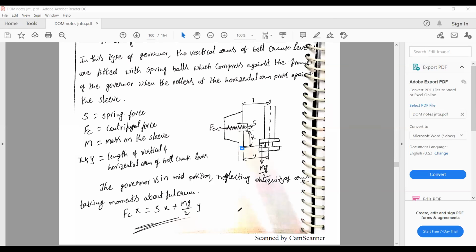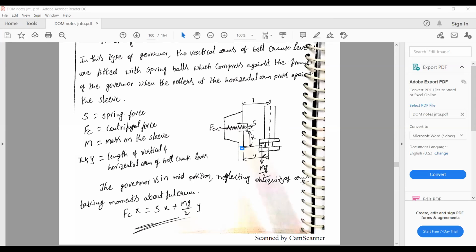So the fulcrum is that one. Now taking the moments about the fulcrum. So what are the forces there? Fc into x equals Sx plus mg/2 into y. But actually the y value will represent the distance up to our spindle axis.